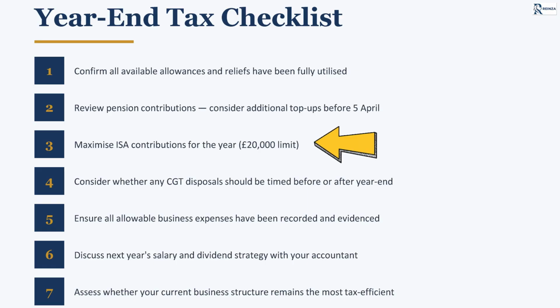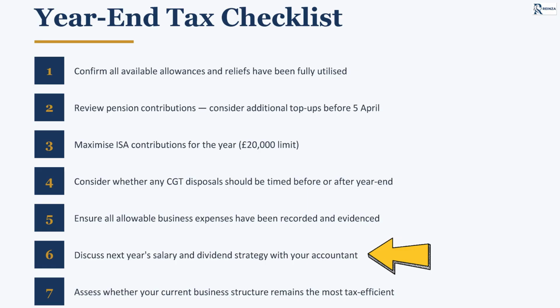Step 3. Maximise your ITSA contributions for the year. The limit is £20,000. Step 4. Consider whether any capital gains tax disposals should be timed before or after the year end to make best use of your annual exempt amount. Step 5. Ensure all allowable business expenses have been recorded and supported with evidence.